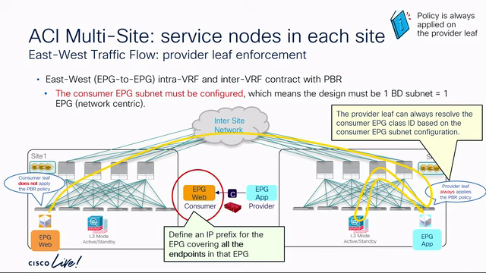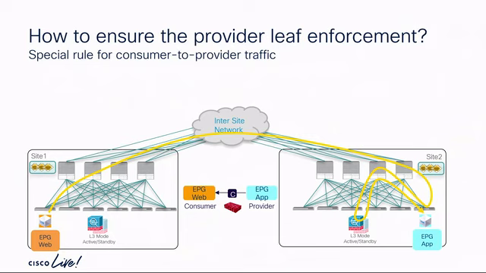That might be okay if you have a network-centric design, let's say one EPG, one bridge domain subnet. But imagine you have multiple EPGs in the same bridge domain subnet, the configuration might be a little bit of a tedious job. So I'm going to double-click on this consideration in the next section, but before doing this, let me quickly go over how we can ensure the provider leaf enforcement.